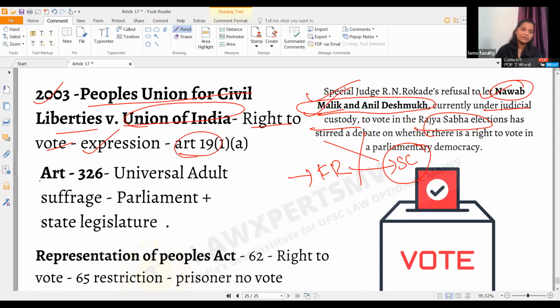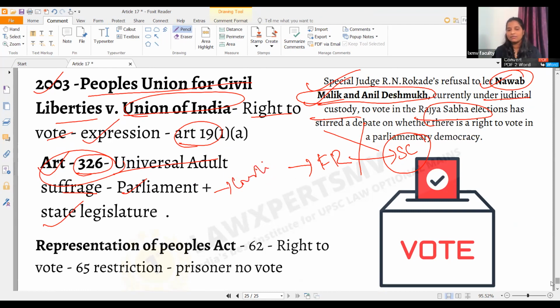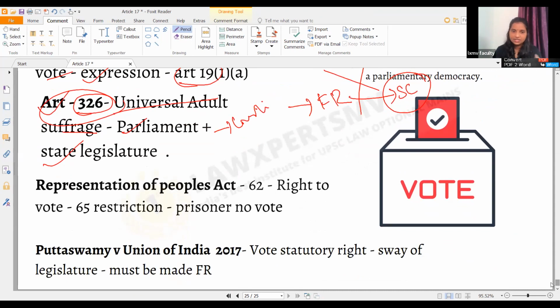But if you see, Article 326 only says that there is universal adult suffrage, and using that, the Parliament and state legislatures can be formed. So if it is from Article 326, it will be a constitutional right. Okay, it is not a fundamental right. Only for a fundamental right, if it is violated, you can file a writ under Article 32. If it is a constitutional right, you cannot file a writ. Then there is a famous act called the Representation of the People Act, which entirely takes care of the election, all those things.